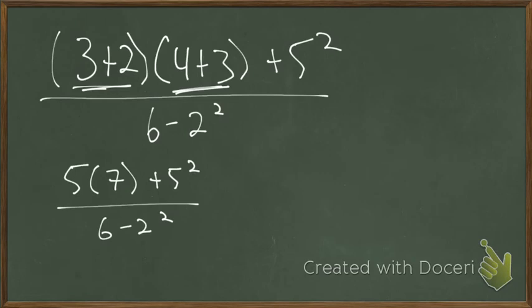Any volunteers to tell me what I should do next? Yeah, Mikey, what are you thinking? The answer's 30. No, I want to know what to do next. Oh, okay, so you have to do 5 times 5. Yeah, I'm going to do some exponents, but I can do both of them since they're separated by that divide. So I'm going to rewrite. I got 5 times 7 plus 25 over 6 minus 4.